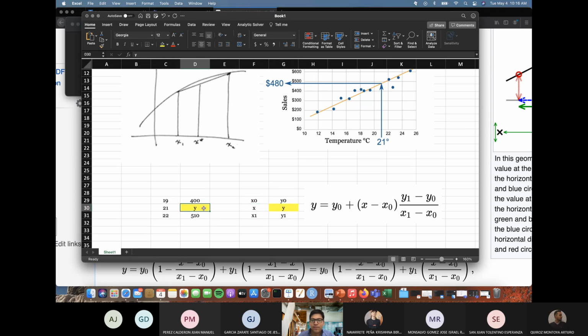So essentially, if we actually follow the formula, we say we need y0. So y0 is this one, right? Plus parenthesis of x, this one is x, minus x0, which is this one, right? And then times this one is going to be y1 minus y0, and then this is going to be divided by x1. Oh, I think I made a mistake here, sorry.